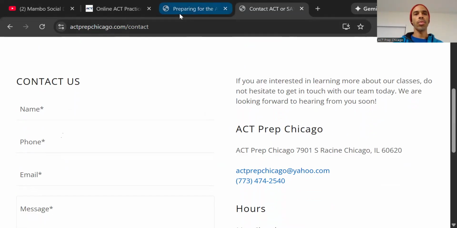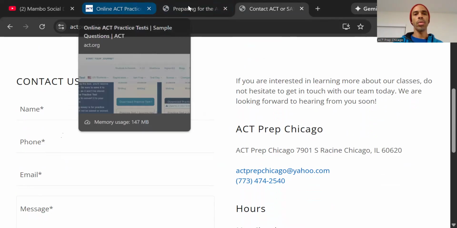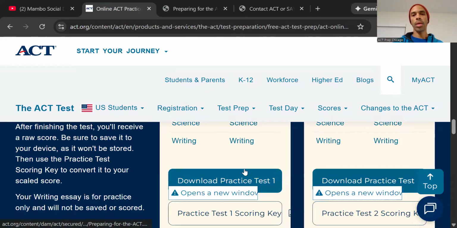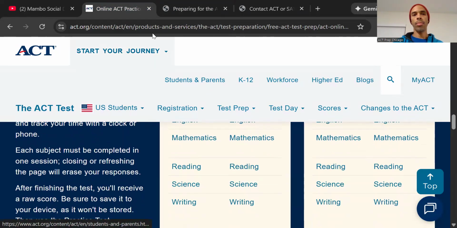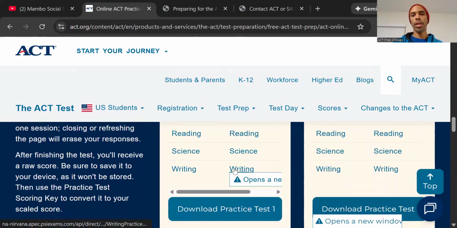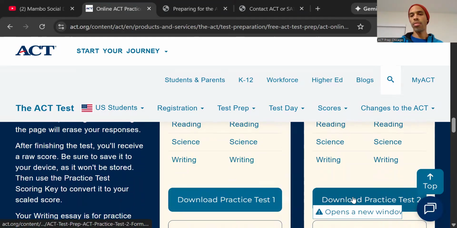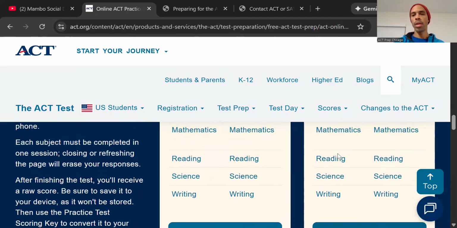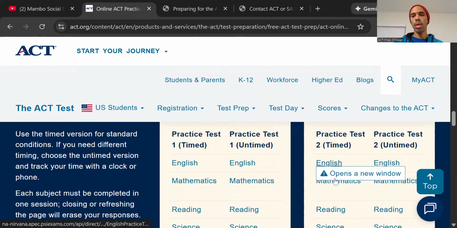Today we are working on practice test two. The official practice test is on ACT's website. It comes from this web page where you go to test prep and find a free practice test, and it's practice test two. You can download it right there. That's the link for it. You can also get just one section if you want.